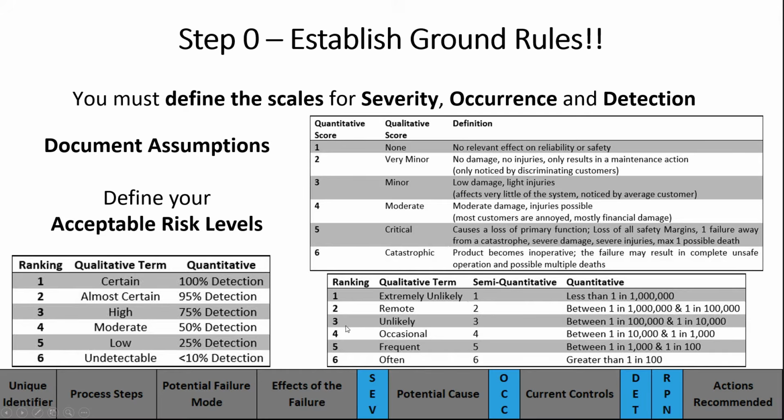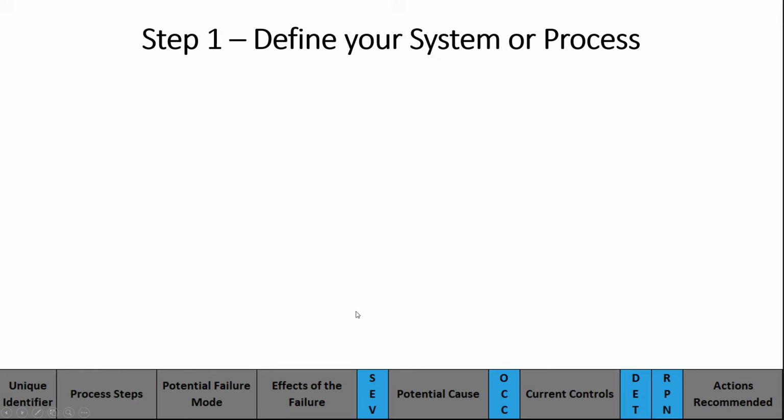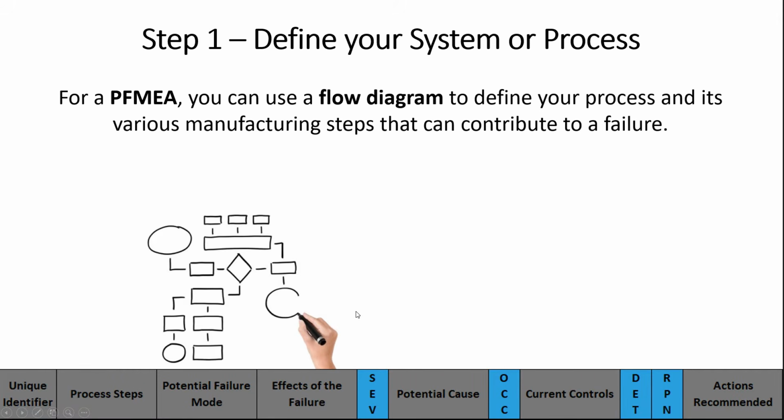I've seen 1, 3, 5, 7, 9. You can do this any way you want to, but just define these up front and use them consistently throughout the process. Step number 1, define your system.